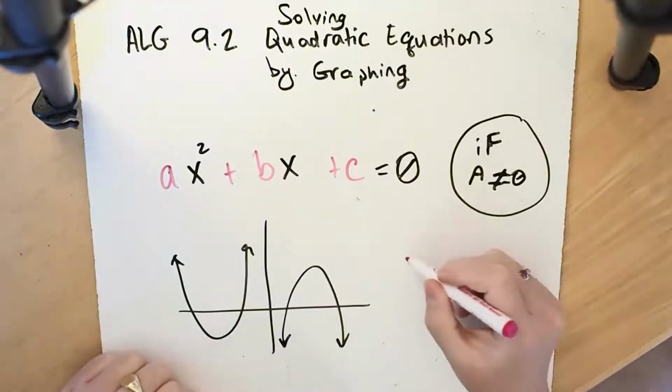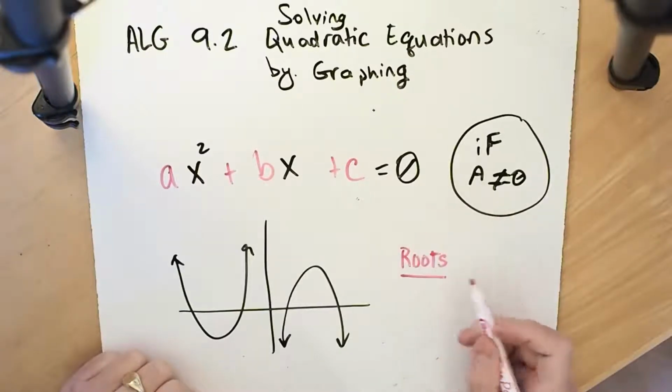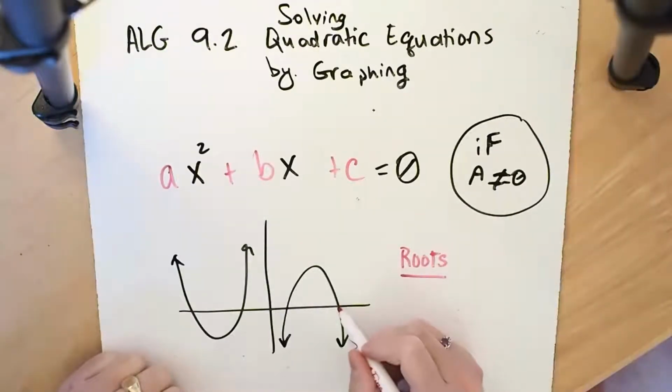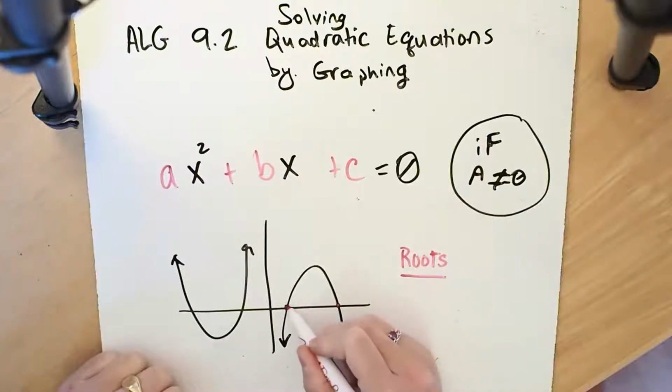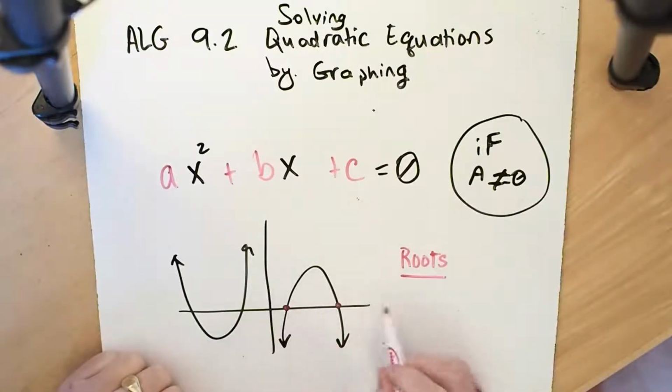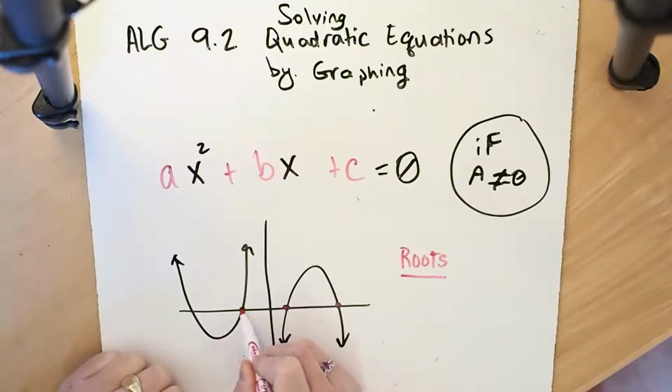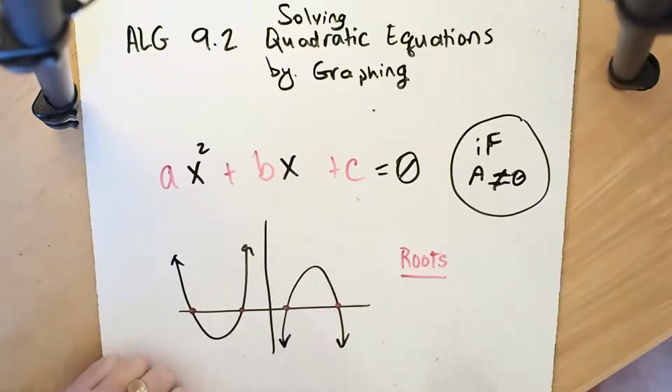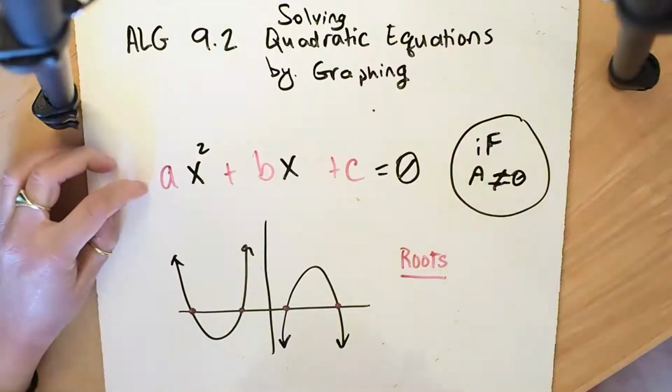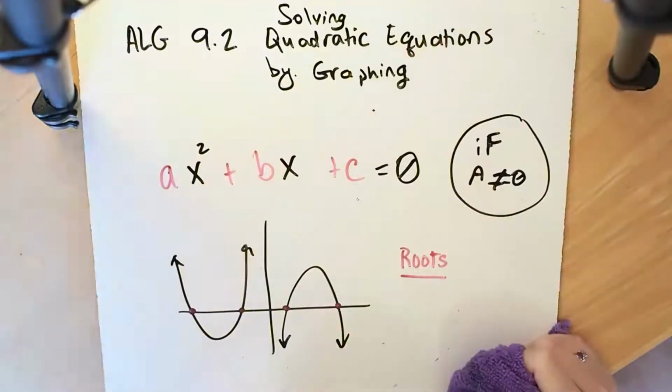Let's also remember what we mean by root. The roots of a quadratic equation are the points where the graph crosses and touches the x-axis. So in this case, the roots of this particular parabola are here, and on this one, the roots of this parabola are here. You can solve a quadratic equation really quickly just by graphing it and finding the x values where it crosses.